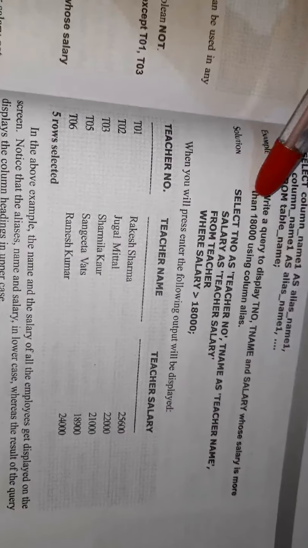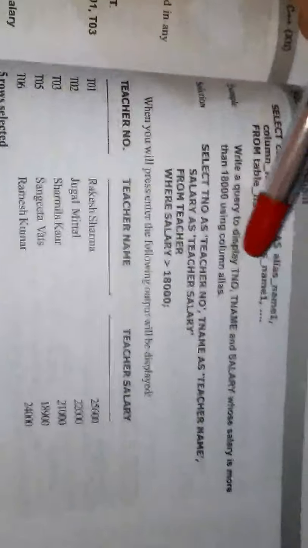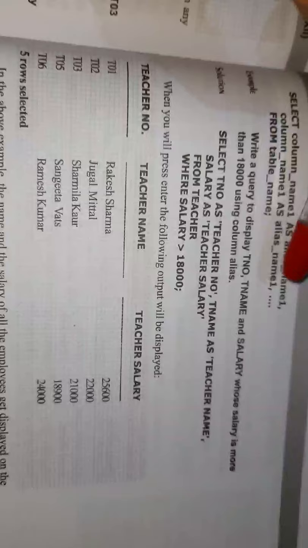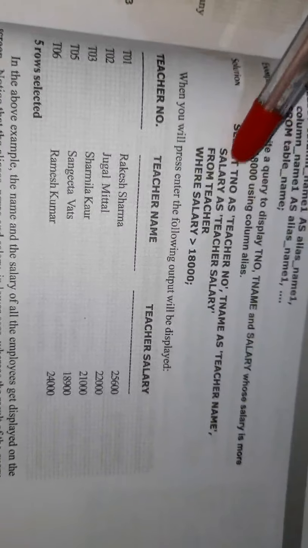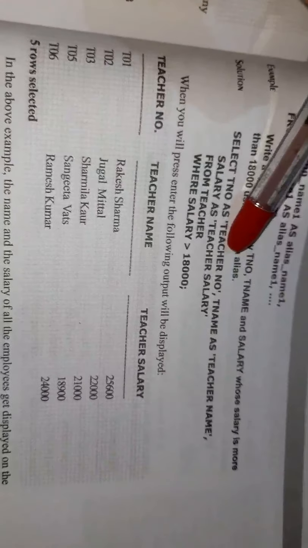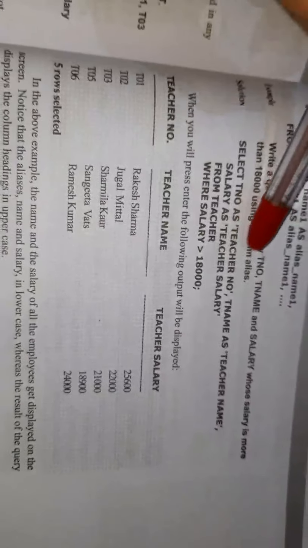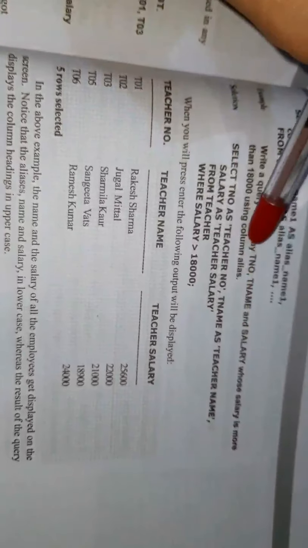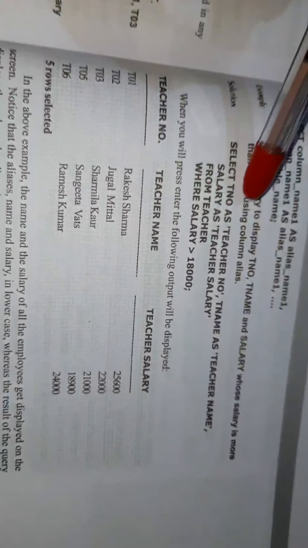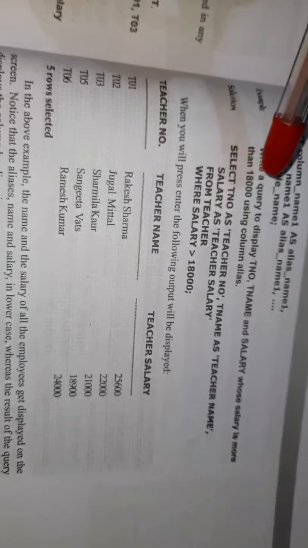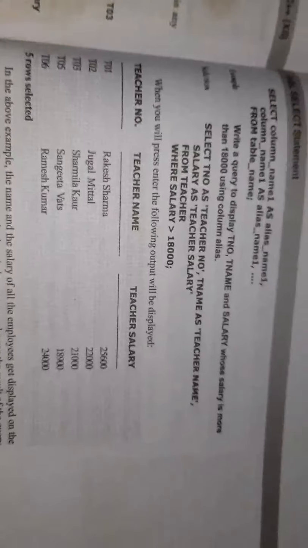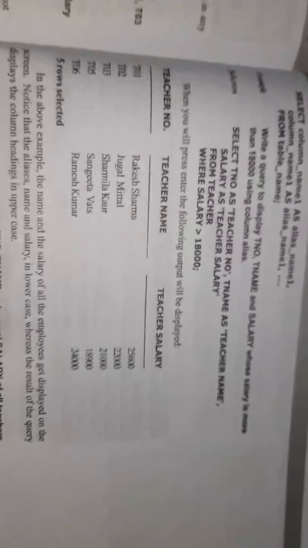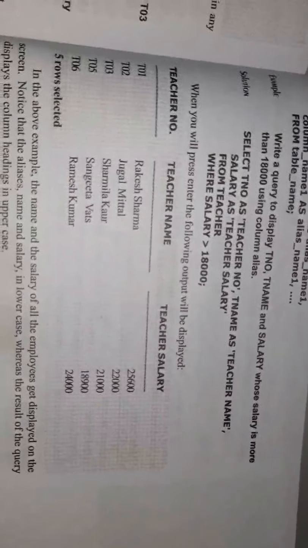Here the query is: write a query to display teacher number, teacher name and salary, whose salary is more than 18,000, using column alias. So these are the three columns whose names you have to change. But there is a condition that the salary should be more than 18,000, so it will display only those T number, T name and salary whose salary is more than 18,000.